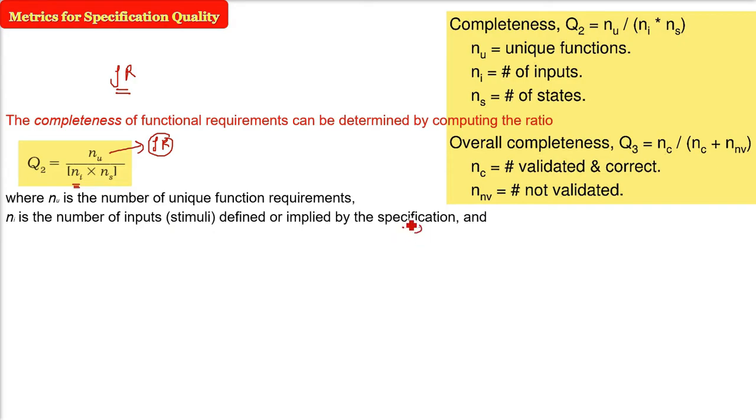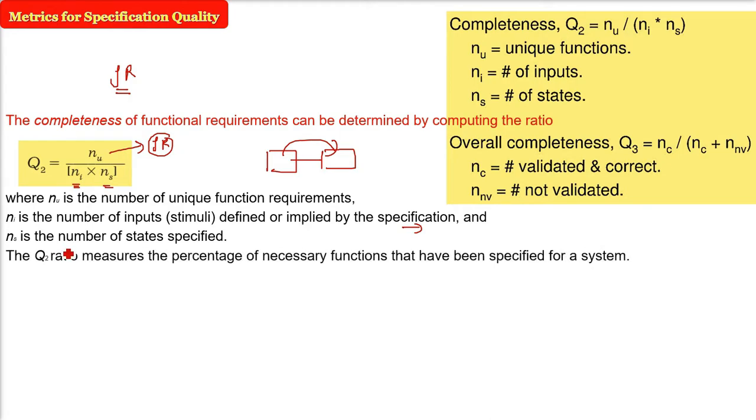So these are the inputs, NI. NS is how many states it will change, the number of states specified for this function. You can see it in the state diagram also. Okay, this is the completeness. So you get a metric for completeness of the functional requirements of the specification. Now Q2 will measure the percentage of necessary functions that have been specified for a system. So this value will tell you these are the functions which need to be defined, or they are specified. These are the necessary functions.